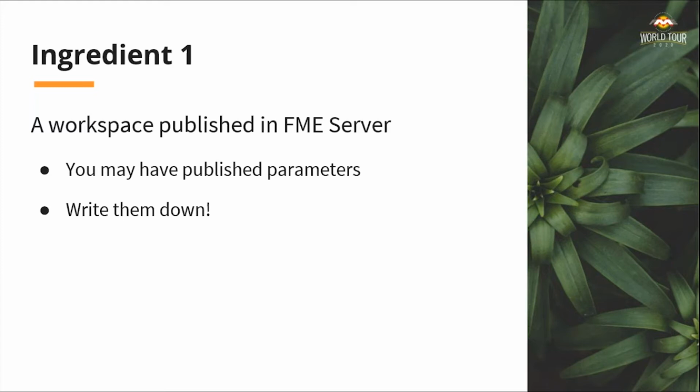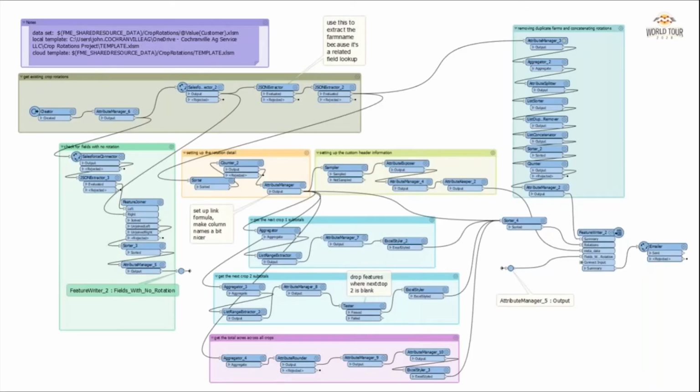So write down the names of these parameters when you're setting this up. Write them exactly the way you have them in FME in your workspace, because you're going to need them later, and it's got to be exactly the way you have them there. So the first ingredient is the workspace, and here's my workspace.